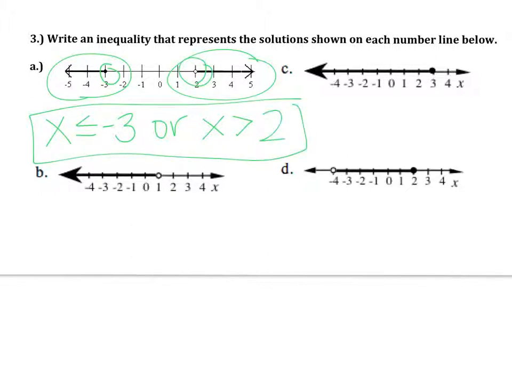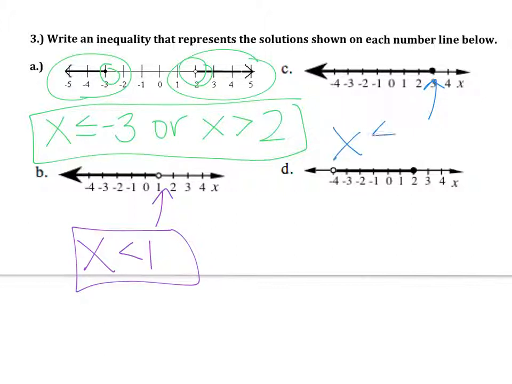So either x is bigger than 2 or it's less than or equal to negative 3. Part B, we have an open point at 1, and the arrow is going to the left, so it's all the values less than. So we're going to say x is less than 1. Part C, we have a closed point, and the values are getting smaller. So x is less than or equal to 3.